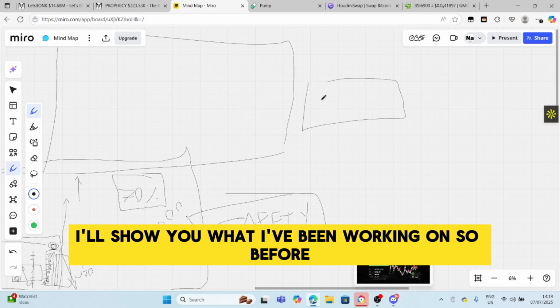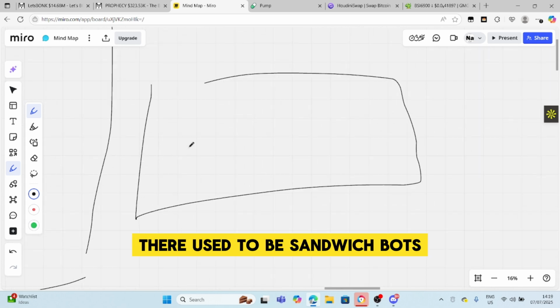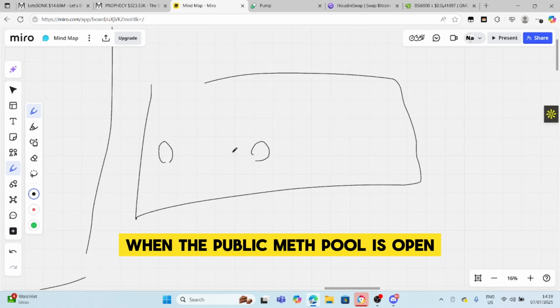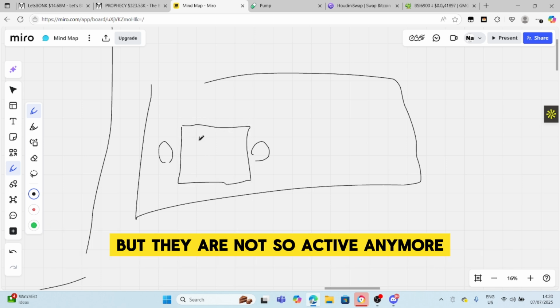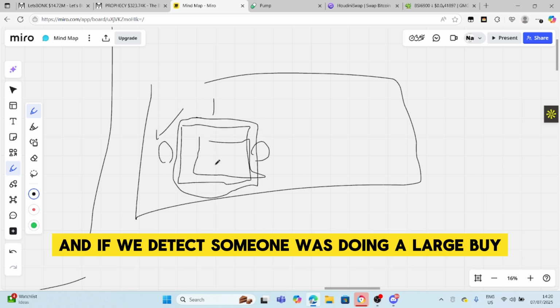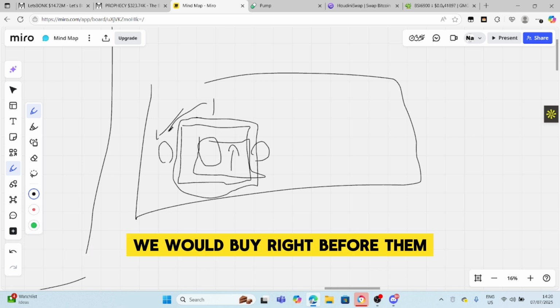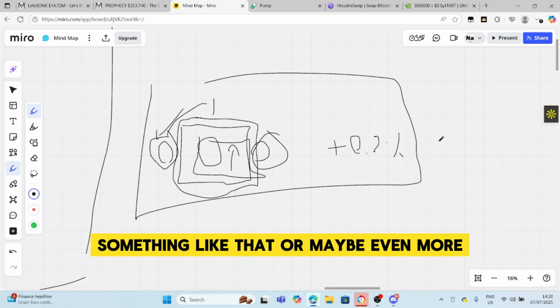So I'll show you what I've been working on. Before, there used to be sandwich bots when the public MEV pool was open. Now they are private pools that still have MEV bots, but they are not so active anymore. We would scan this MEV pool for transactions, and if we detected someone doing a large buy, we would buy right before them and then sell right after them, which would give us like a 0.2% profit, something like that, or maybe even more.